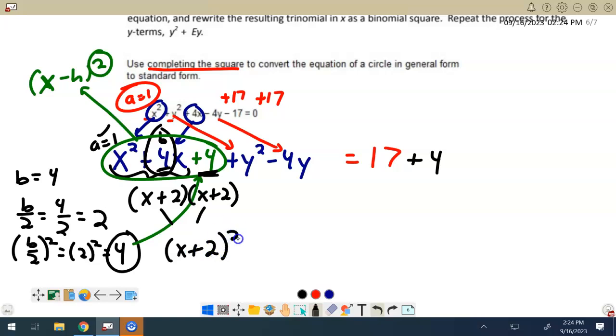Because once you write it as a square, now it matches back up to the nice formula. And now I can see what h is equal to, right? h is equal to -2. And that helps me find the center, right? So we do that for x. We have to do the same thing for y.